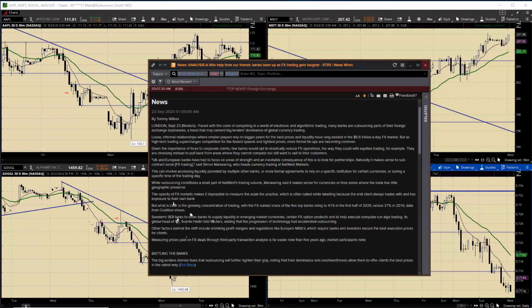The opacity of the FX markets makes it impossible to measure the scale of the practice, which is often called white labeling, because the client always trades with and has the exposure of their own bank. But what is clear is the growing concentration of trading, with FX market share of the top 5 banks rising to 41% in 2020 versus 30% in 2016.